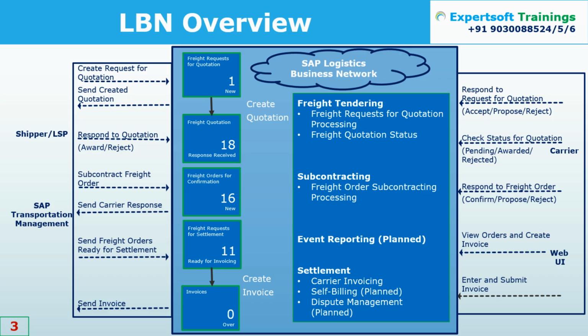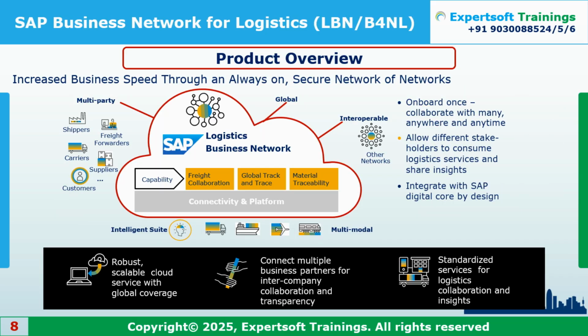GTT is a part of LBN, right? No. See, that's the catch there. You're right, let me show you this. Three things you explained: freight collaboration, global track and trace, and material traceability. Within the freight collaboration also, see this flow which I showed you now. So within freight collaboration, all these four components are there. But if you are going for custom events and all, better don't use the events within the freight collaboration. You add an additional license for GTT. The reason is GTT is a replica of event management.